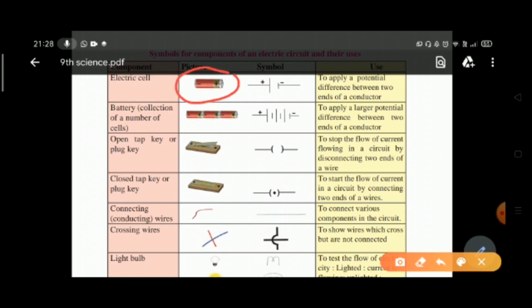If you had noticed how a clock works with the electric cell, you can compare it with the cell which we have in our watches nowadays, in our clocks, in our remotes, in our AC remote, and many other things. This is the symbol, plus and minus, the positively and the negatively charged terminals. What is the use of that? To apply potential difference between the two ends of the conductor.